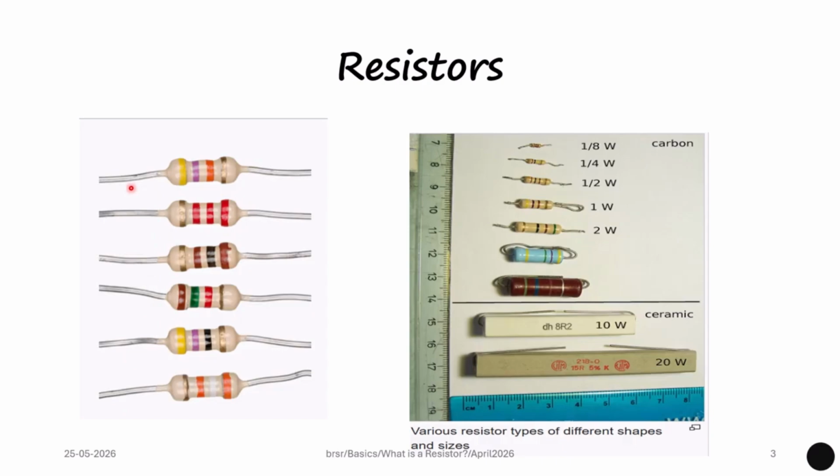A resistor would look like this. There are a number of color bands in a resistor, and the size of the resistor also depends on the power it would carry. Just to visualize, a 1/8 watt resistor would look this small, whereas a 10 watt resistor would look this big. So depending on the requirement, we may get a resistor of the same value for different power ratings.